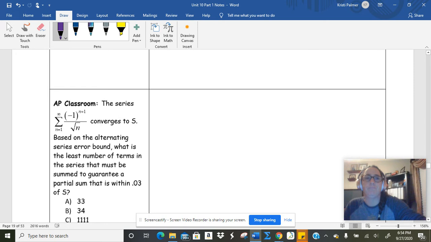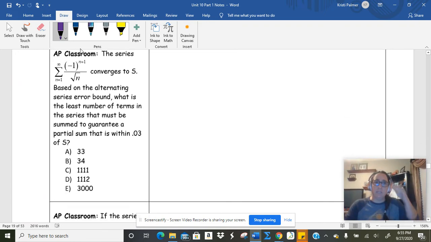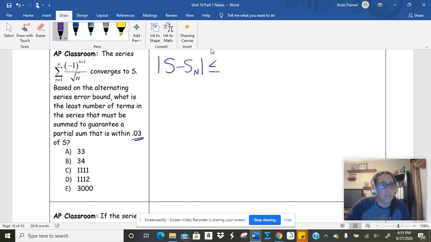Okay, so let's see. This one says that this series converges to some S. It's based on the alternating series error bound. What is the least number of terms that the series must be summed to guarantee a partial sum that is within 0.03 of S? So we're basically saying that this S, which is like S sub infinity, minus S sub n, we want it to be less than or equal to 0.03. So we basically need our next term to be less than or equal to 0.03. That's kind of the goal.